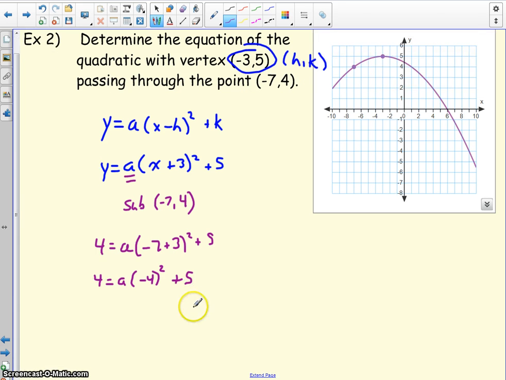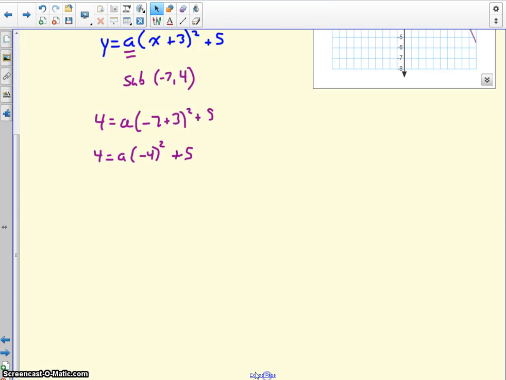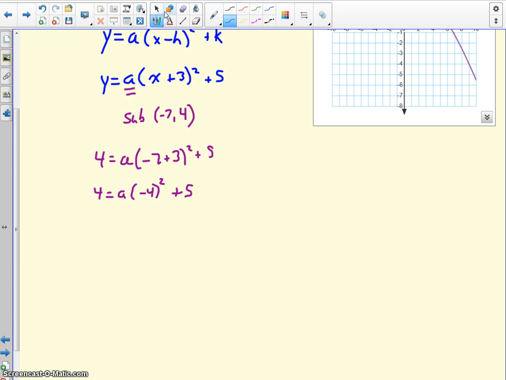And from here on in, it really is just algebra. But it always takes good practice to make sure that we're not making any silly mistakes. So negative 4 all squared is positive 16. So I have 16a plus 5 on the right side of the equation and 4 on the left.